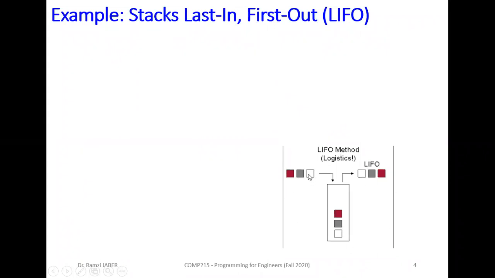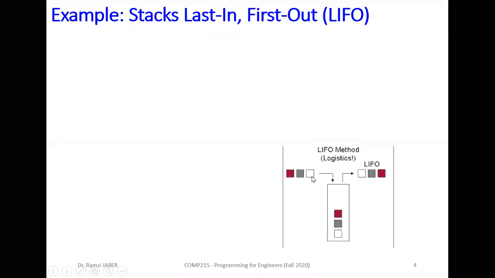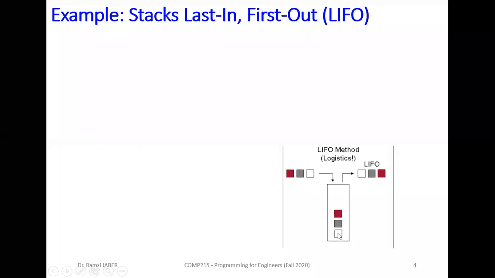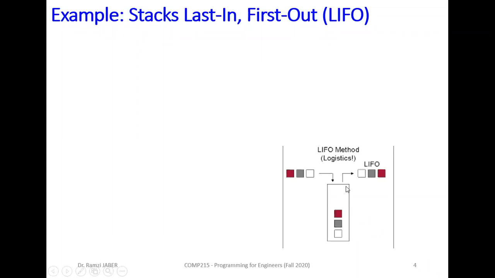Okay, we have here the white square enters first, then the gray square, then the red square. So at the bottom here in the stack memory, the first will be the white, then gray, then the red. Here we call it push. Push in the memory means add to the memory. Pop from the memory means remove from the memory. Okay? Push and pop.